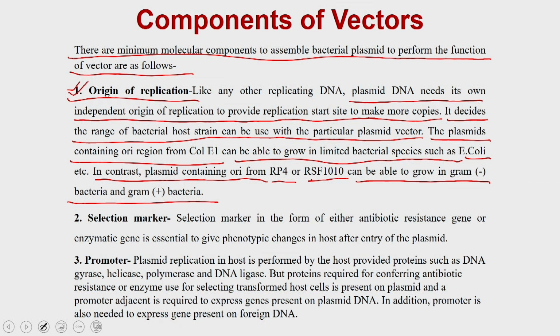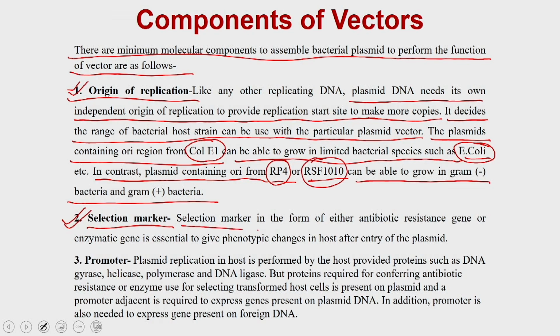For example, if you have the origin of replication from ColE1, it is only going to replicate within E. coli, whereas if you have taken the origin of replication from RP4 or RSF1010, that will allow you to generate a vector which will grow in gram negative as well as gram positive bacteria. Apart from the origin of replication, the vector should have a selection marker, which means you have to have some kind of selection pressure which will allow you to select the transformed host cells from the non-transformed host cells, which means the host cells which have taken up your vector in comparison to the host cells which have not taken up your vector.